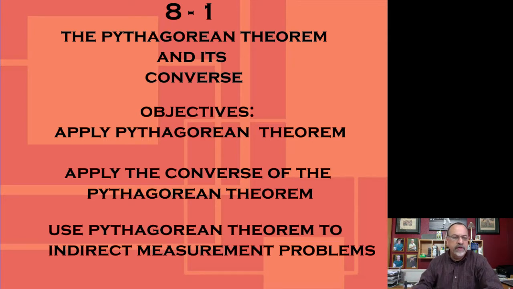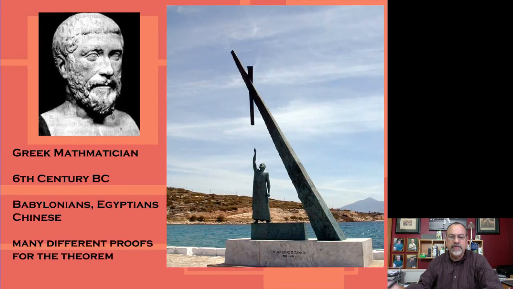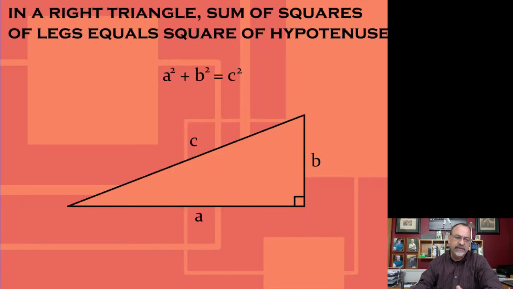So the Pythagorean theorem was not invented really by Pythagoras. He's a Greek mathematician from the 6th century BC, and ancient civilizations, the Babylonians, Egyptians, and Chinese, used the properties of these right triangles in their construction and in their art before Pythagoras, but Pythagoras was the first mathematician to prove the Pythagorean theorem. There are several different ways to prove it, but he was the first one to do it, and so the name stuck. The Pythagorean theorem is this: in a right triangle.